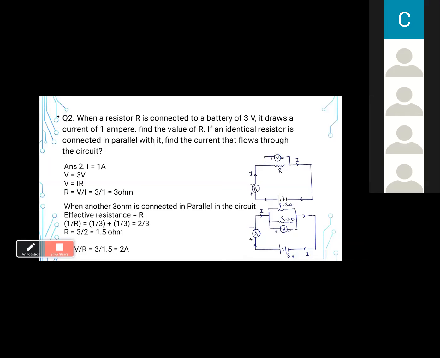Is this question clear? Yeah, ma'am. Yes, ma'am. Okay. Try this one. Ma'am, is the resistance 1 ohm? Yes, resistance is 1 ohm here.